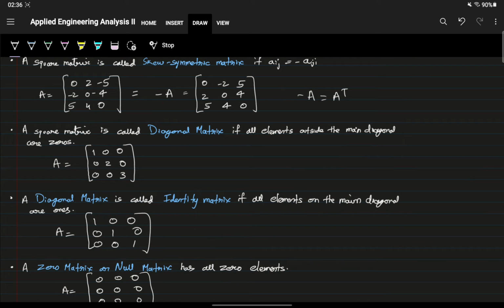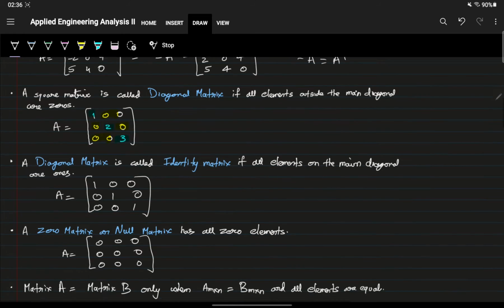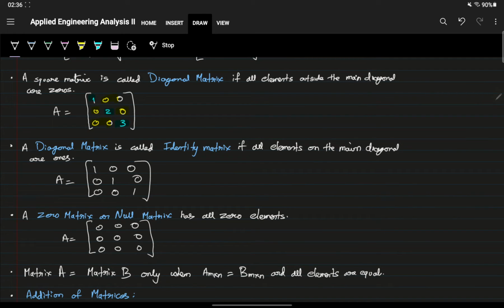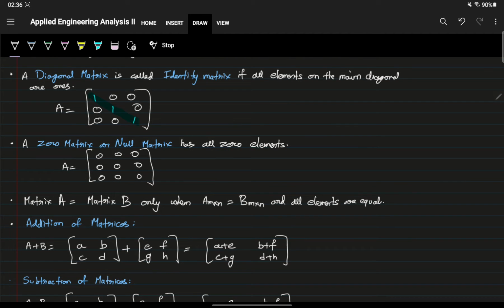A square matrix is called a diagonal matrix if all elements outside the main diagonal are 0, and the main diagonal is non-zero. And a diagonal matrix is called an identity matrix if all the elements on the main diagonal are ones. A zero matrix or a null matrix has all zero elements.